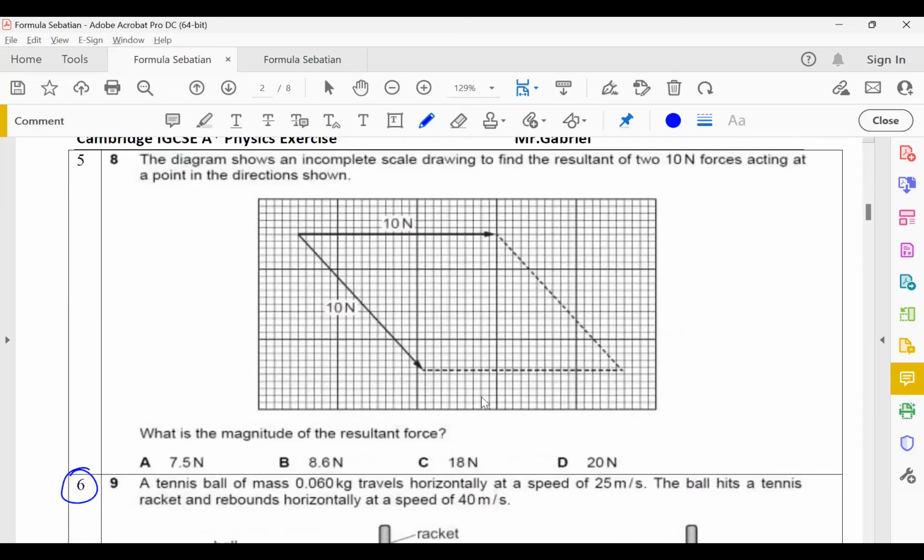Then this one here, you actually need to measure this, guys. You need to measure this according to the scale that they give you here. It says that the diagram shows an incomplete scale drawing to find the resultant of 10 newtons acting on the point shown, right? So this is 10 newtons, 10 newtons. What is the magnitude of the resultant force? First question, which direction is the resultant force? In between these two forces, right? So what you actually have to do is you need to measure how long this thing is. Okay, measure that. It's not a guessing game. How long is this thing?